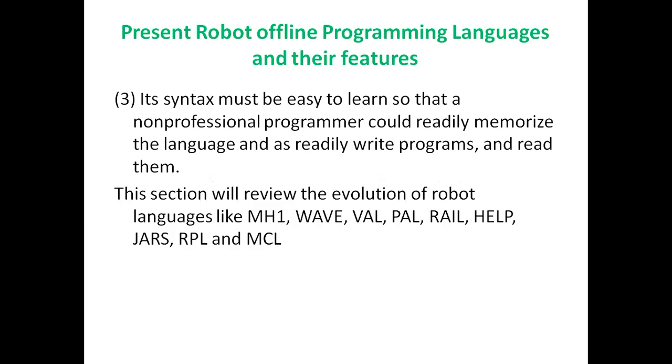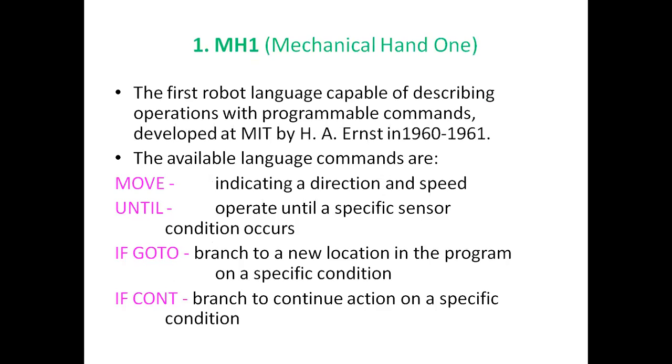So this section will review the evaluation of robot languages like MH1, Wave, PAL, Rail, Health, JAS, RPF, and MCS. So let me see one by one. So mechanical hand one, MH1. This is the first robot language which describes the programming command, which has been developed by MIT Ernst in the year 1960 to 61.